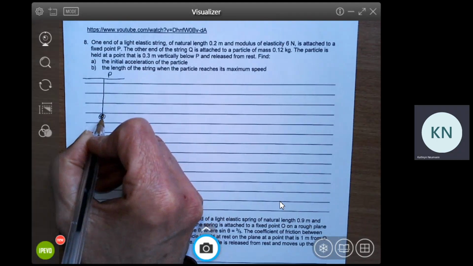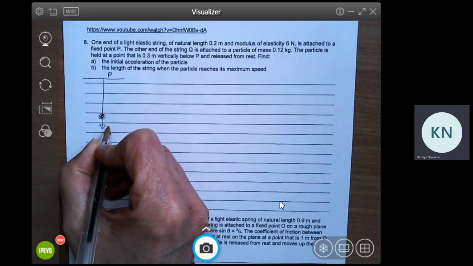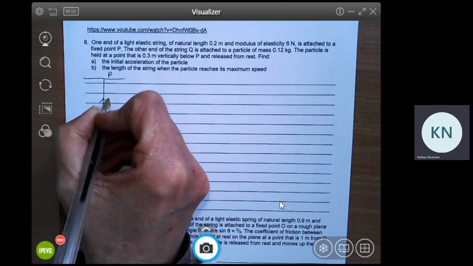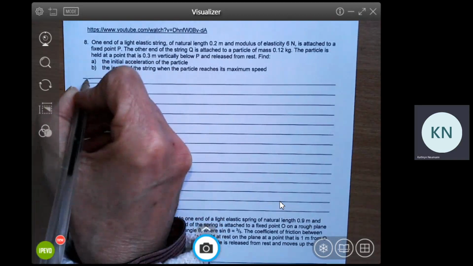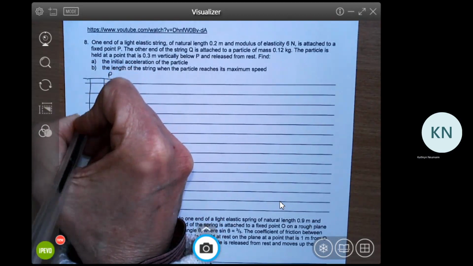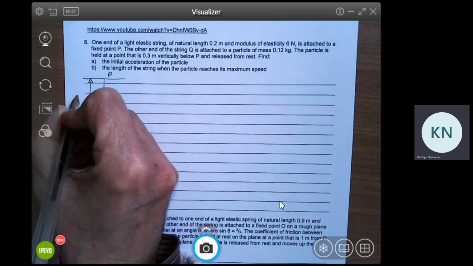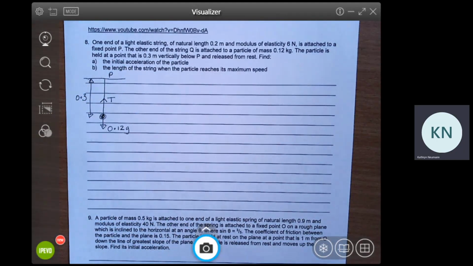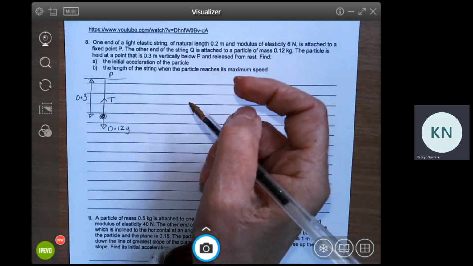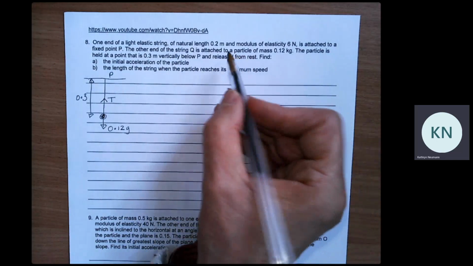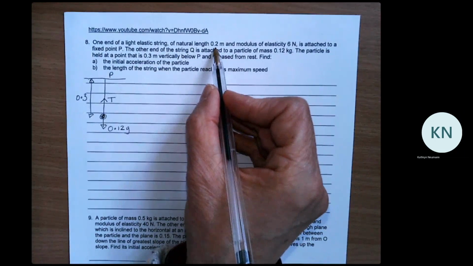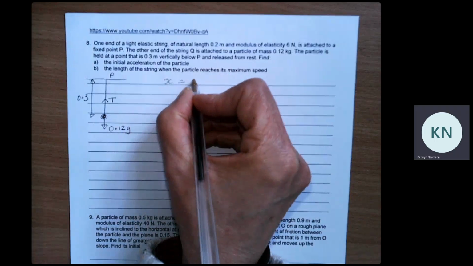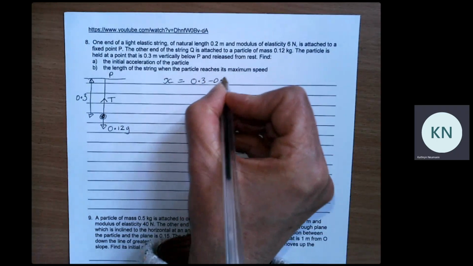So we've got a force acting down, which is 0.12 g. We're going to have a tension in the string, and we know that this distance here, where it's held initially, is 0.3. So that is how things start off. Let's think what the tension in the string is going to be. Well, the natural length of the string is 0.2. So the extension is 0.3 minus 0.2, which is 0.1.